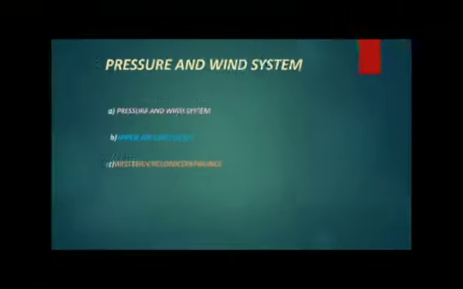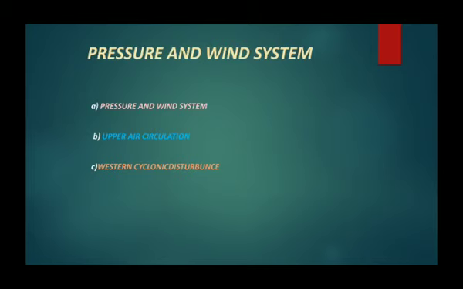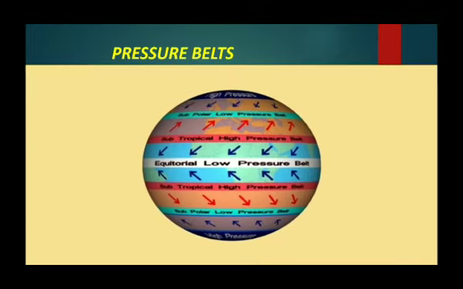Now, the second controlling factor is pressure and wind system. We shall study this under three categories: pressure and wind system, upper air circulation, western cyclonic disturbances. Based on the rotation and revolution of Earth and the apparent movement of Sun, different pressure belts have developed on the Earth.